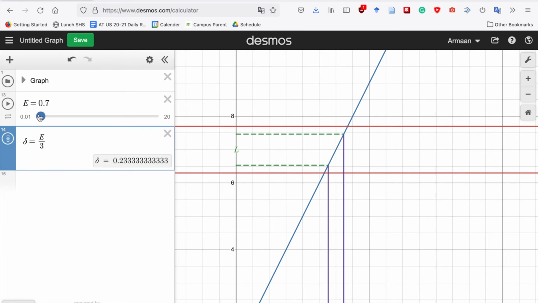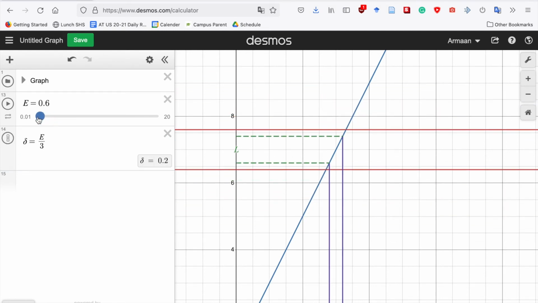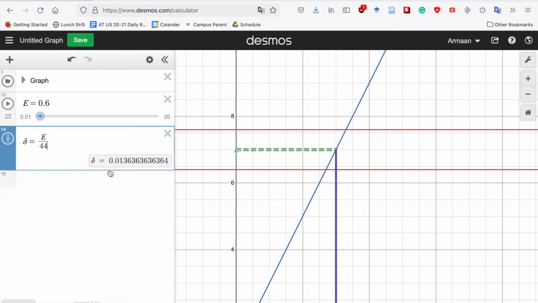Now the f of x values are always comfortably within this boundary. Epsilon over 4, 44, anything really smaller. So now that we know this, I will go through an example with you.